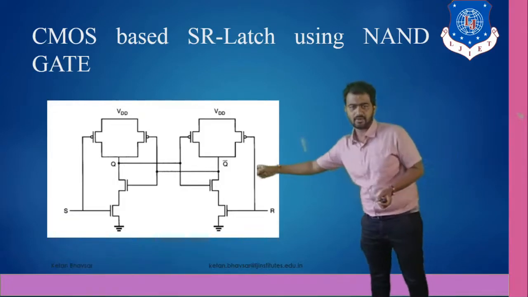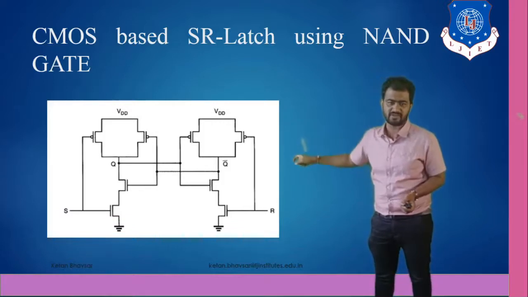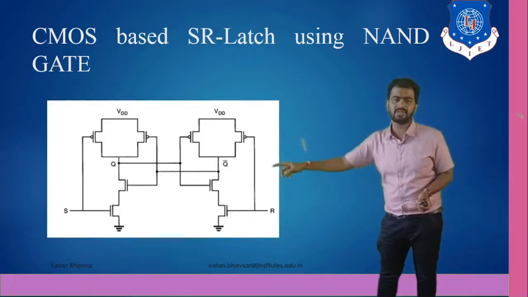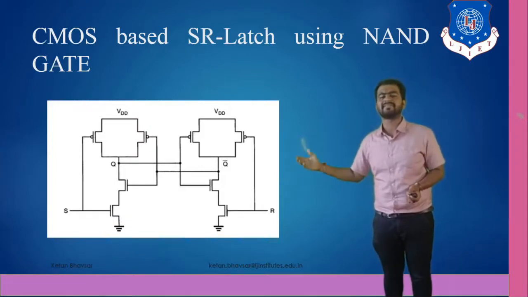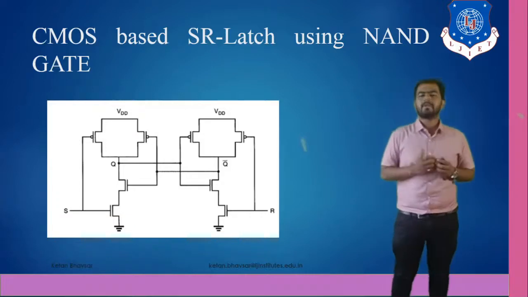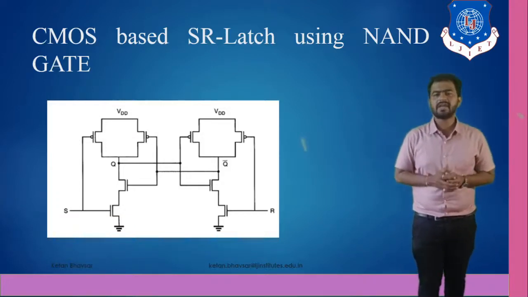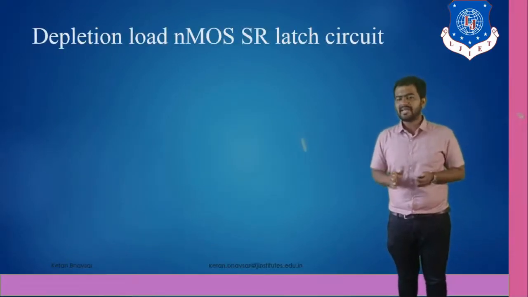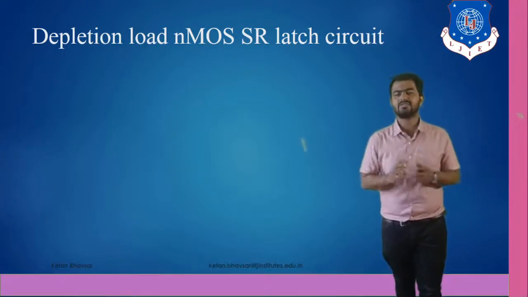On that side, you can see S is the input, so it is a combination of one PMOS and one NMOS. The output of the next one is directed to the next S input, and similarly the output of Q is directed to the input of the next gate with the R input. Now I hope you are getting the idea about the SR latch using NAND gate.